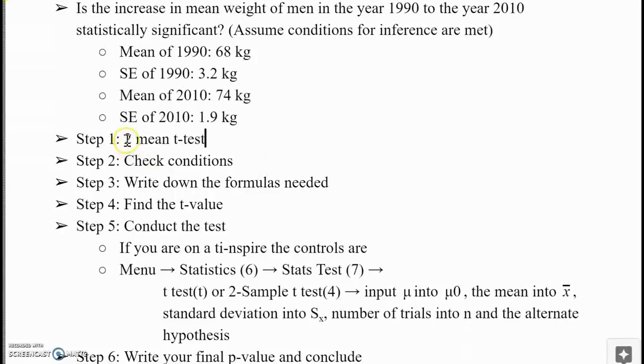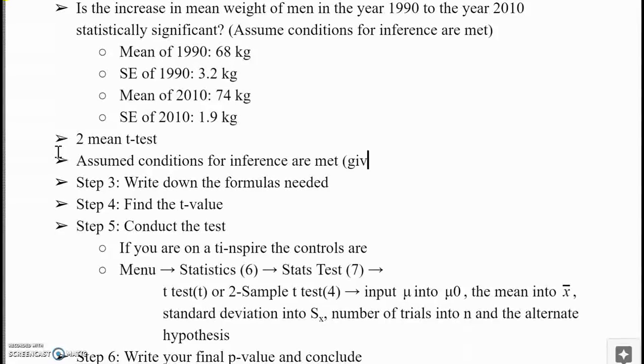Check conditions. Well, it says assume conditions are met. So we're going to write that down word for word: assumed conditions for inference are met. Now you have to say where you got it from. You can't just say the conditions are met. So we write given in the question. If I could, I would honestly draw a line from given in the question to where it states it in the question. Write down the formulas needed.